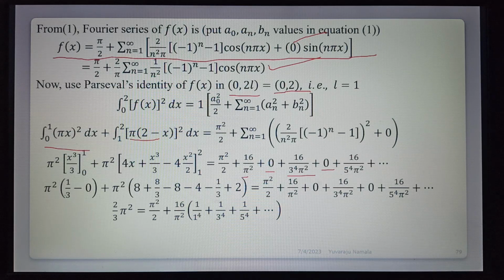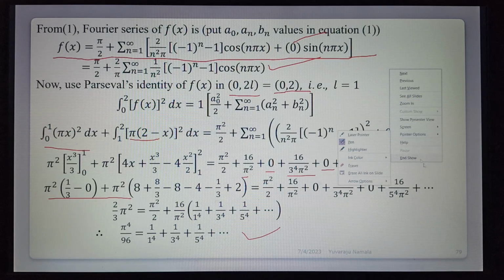The simplification: the left side is 2 by 3 pi squared, and on the right side pi squared by 2 plus 16 by pi squared common, 1 by 1 power 4 plus 1 by 3 power 4 plus 1 by 5 power 4 plus up to so on. Now write inside pi squared by 2. So after simplification, finally we get pi power 4 by 96 is equal to 1 by 1 power 4 plus 1 by 3 power 4 plus 1 by 5 power 4 plus up to so on. So this is the required result of the given question.